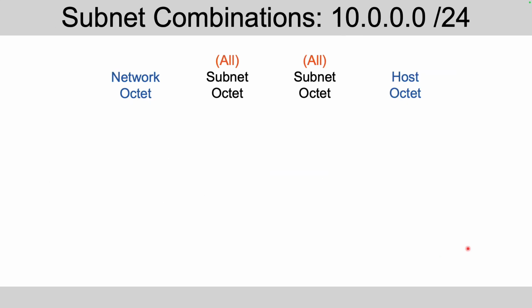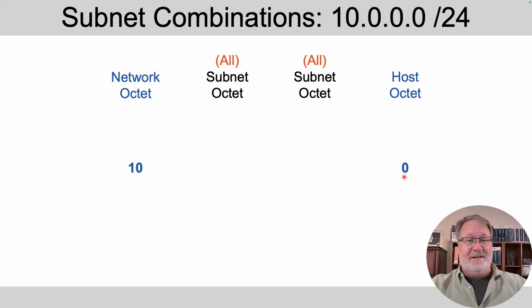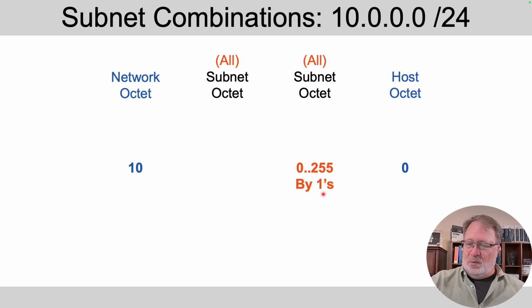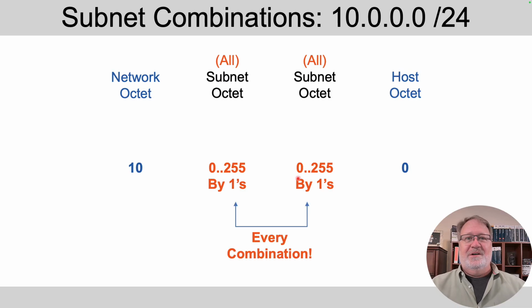So just to show it visually, in any network octets, I'm going to copy those down. Host octets, I'm going to write zeros. In the rightmost subnet octet, in this case, because the magic number was 1, I'm counting by ones. And in the leftmost subnet octet, I'm always going from 0 to 255 by ones. No consideration of a magic number there. And basically, I'm finding every combination of those two to create my complete list of 65K plus subnet IDs.